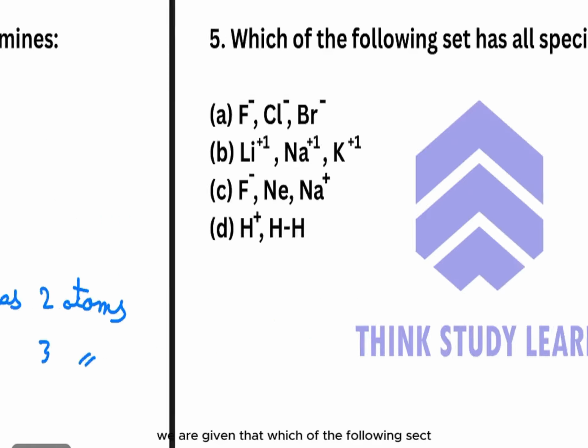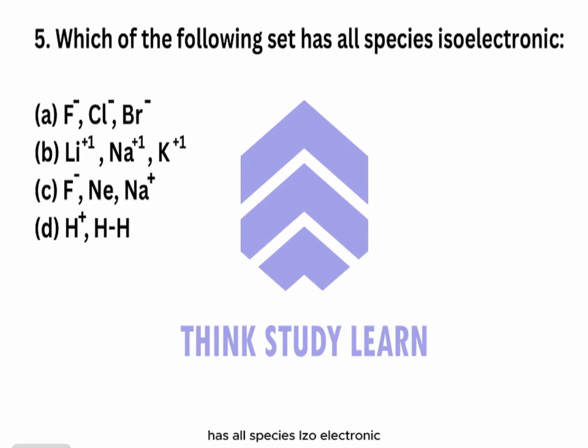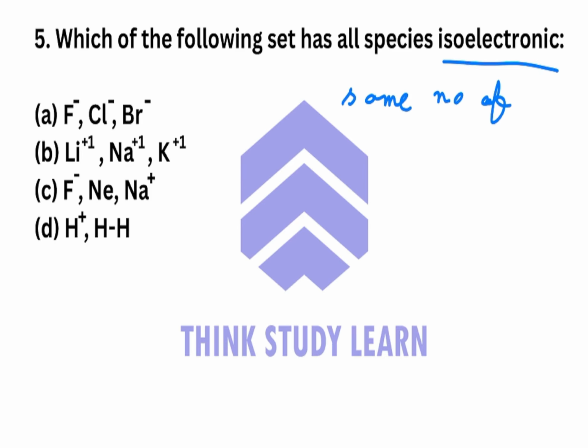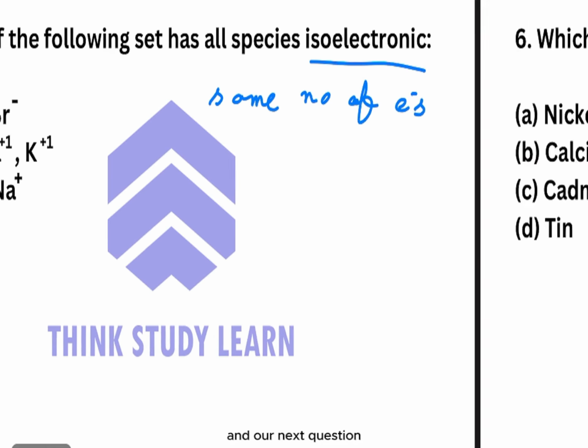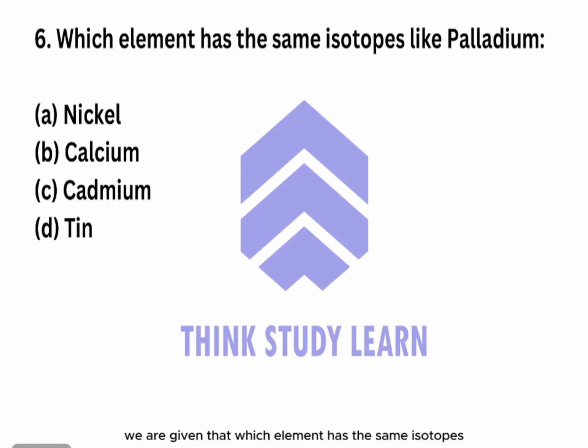In our next question, we are given that which of the following set has all species isoelectronic? Isoelectronic means same number of electrons. And out of all these options, option C is the correct answer, that F negative, neon, and sodium positive are isoelectronic.